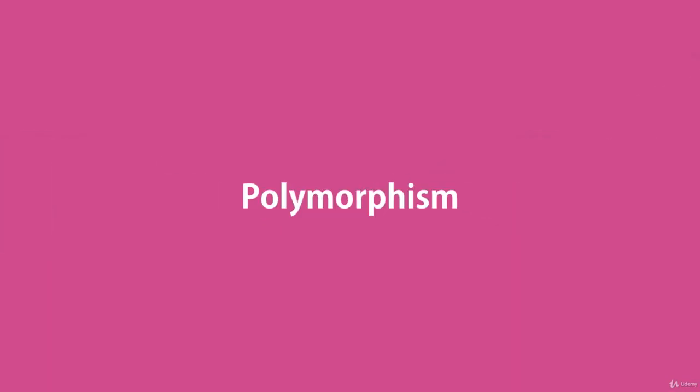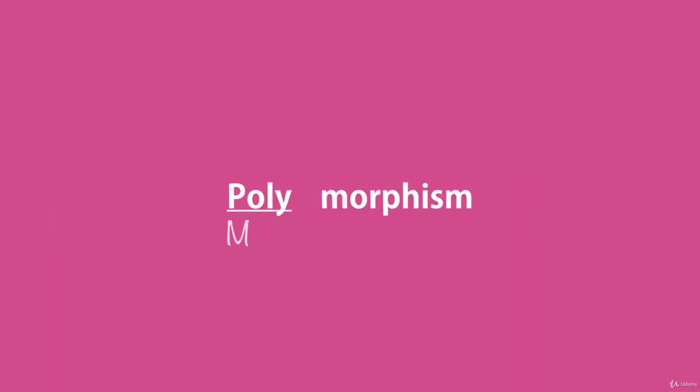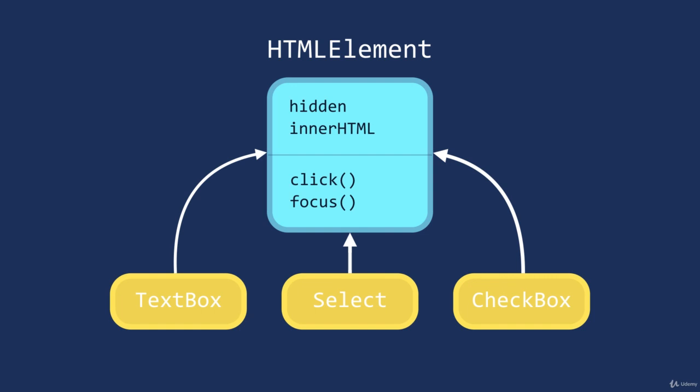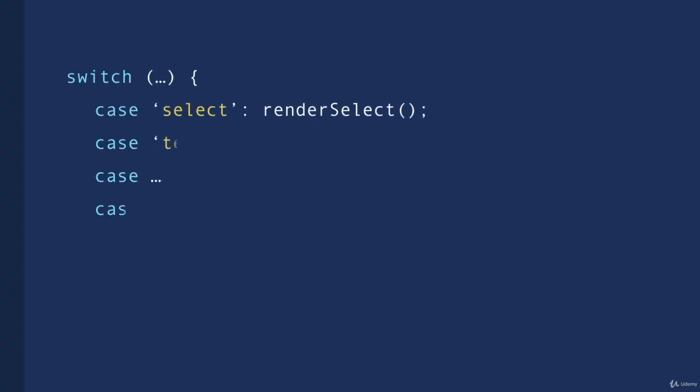And finally, polymorphism. Poly means many, morph means form. So polymorphism means many forms. In object-oriented programming, polymorphism is a technique that allows you to get rid of long if and else or switch and case statements. So back to our HTML elements example, all these objects should have the ability to be rendered on a page. But the way each element is rendered is different from the others.